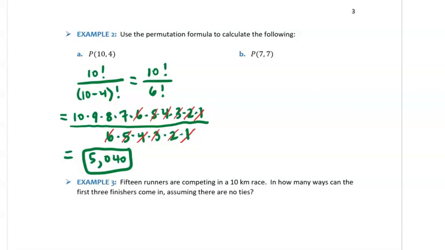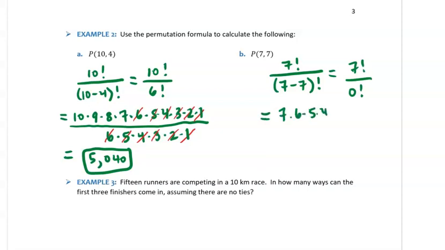Part B, permutation 7, 7. So we will take 7 factorial, and then in the denominator, we are going to subtract 7 minus 7, and then find the factorial of that. Well, 7 minus 7 is 0. So we have 7 factorial divided by 0 factorial. 7 factorial is the product of 7 down through 1. And as mentioned earlier in this video, 0 factorial is a special case, which is just equal to 1. So we're left finding 7 factorial divided by 1, which gives 5,040.